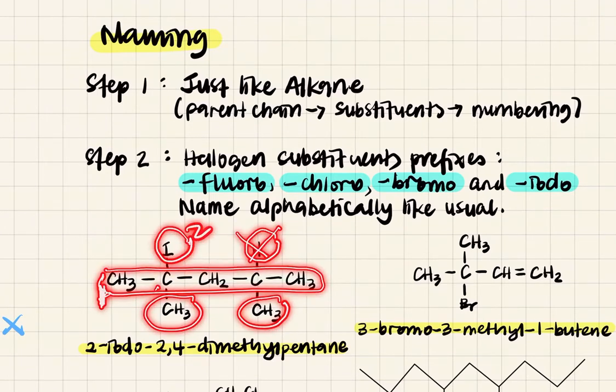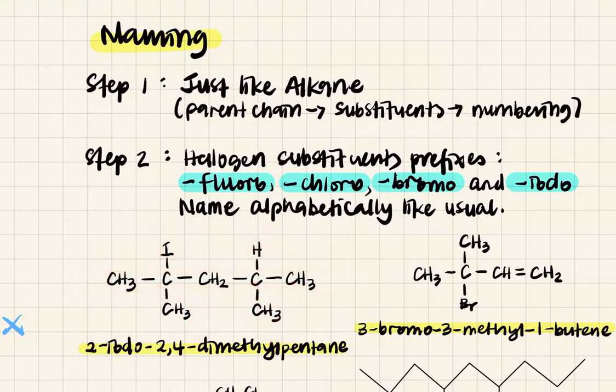So ini jadi 2, 3, 4. Ini jadi 4. Ini 5. Kan? So awak ada 2 to 4. Kalau awak kira dari sini, dia akan jadi 2, 4, 4. Betul tak? So sebab tu kita kira dari sini. Okay, so the name is 2-iodo-2,4-dimethyl pentane. Alright.